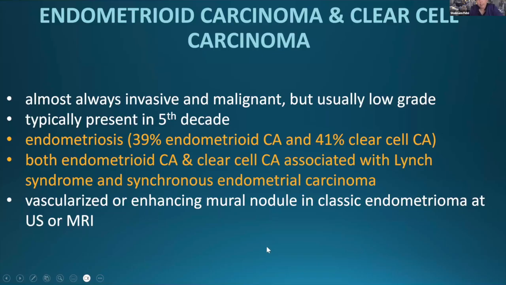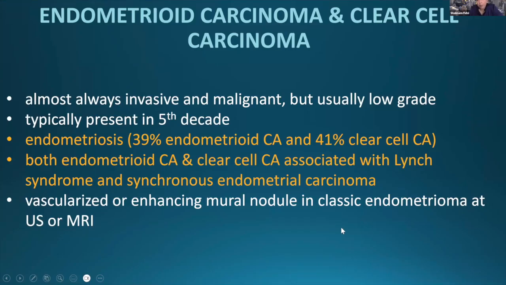I'll talk briefly about the less common variants, endometrioid carcinoma and clear cell carcinoma. These are almost always invasive and malignant, but usually low grade. They typically present in females who are in the 5th decade of life. Both have a strong association with endometriosis. So 39% of patients with endometrioid cancer and 41% of patients with clear cell cancer have coexistent endometriosis. Both are also associated with Lynch syndrome and synchronous endometrial cancer.